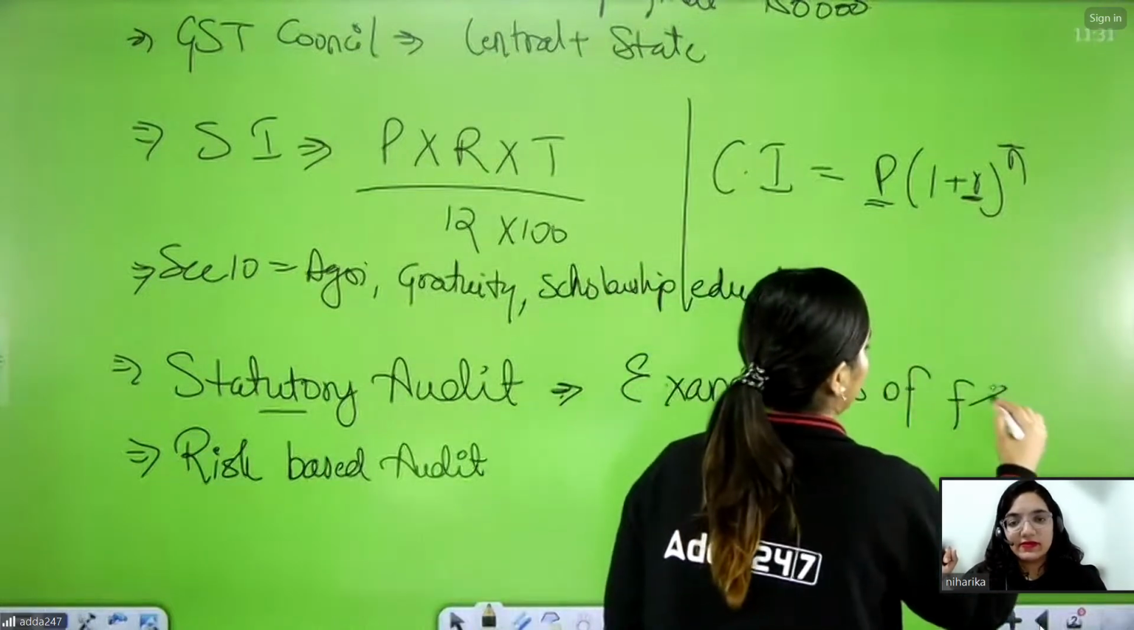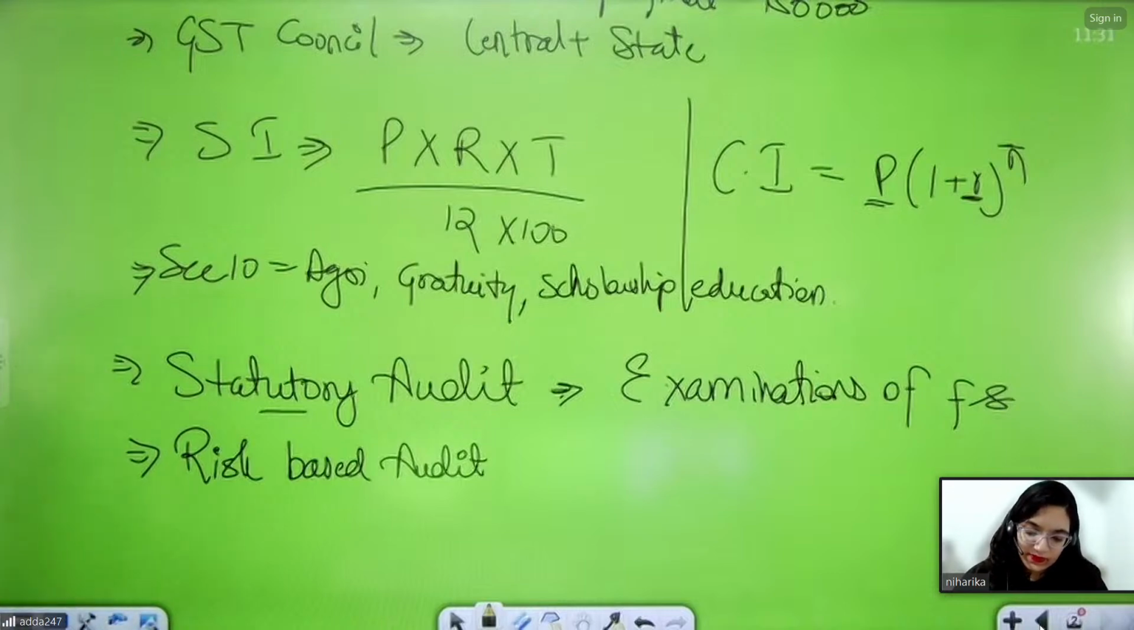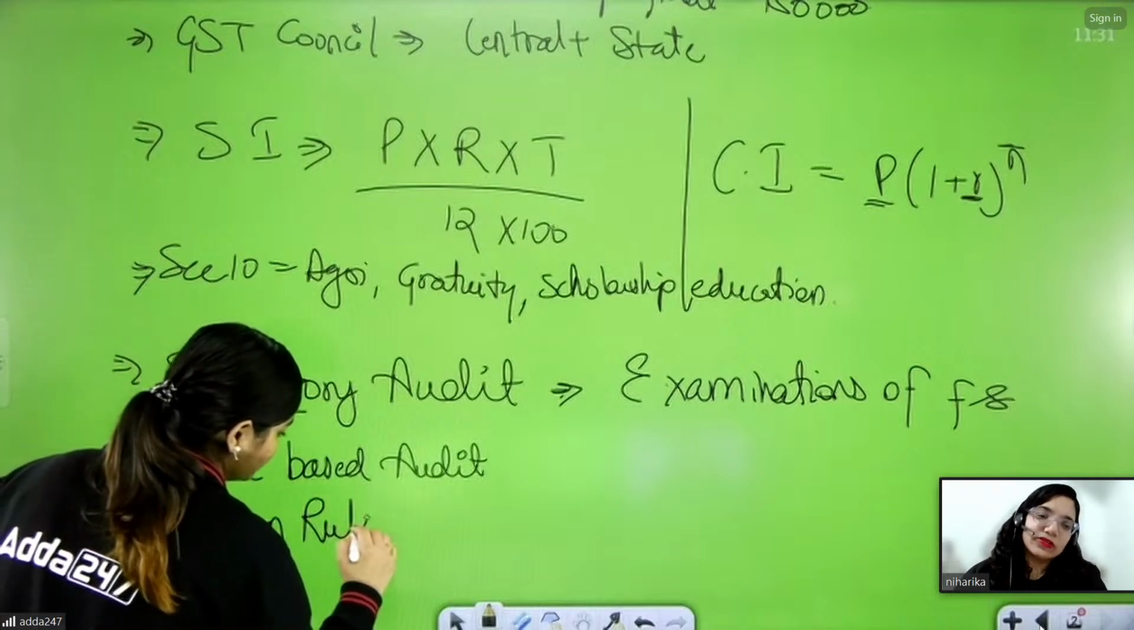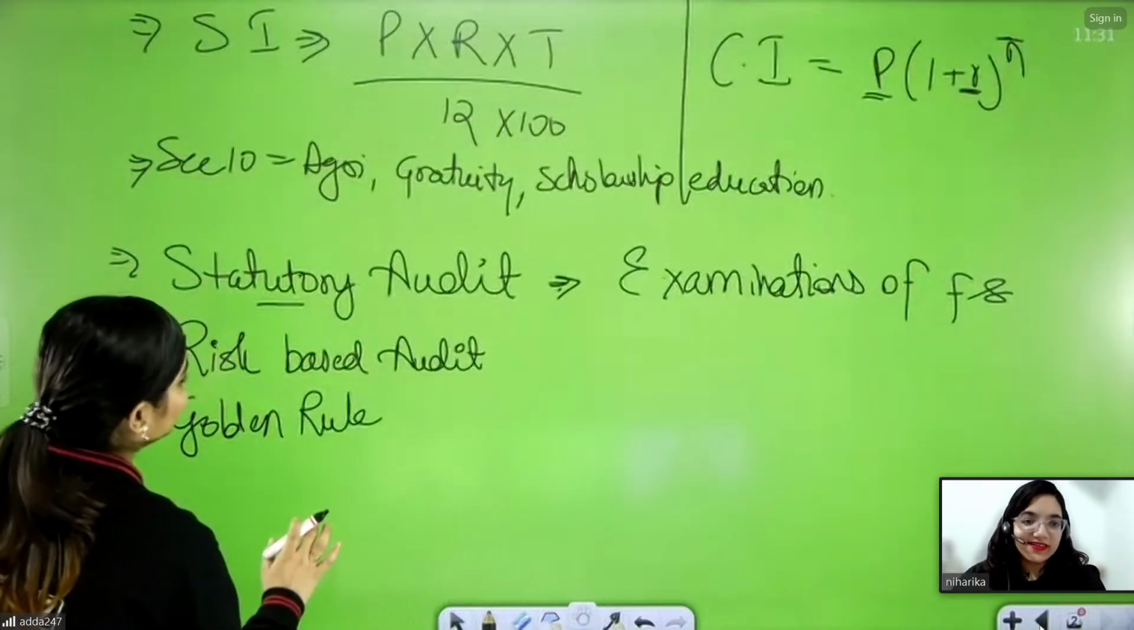Examination of your financial statements, so that they can give a true and fair view. Then risk-based audit. Then they also asked about the golden rule. They normally ask, but the golden rule is something which they've never missed in the examination. For some reason, they have been obsessed with it.